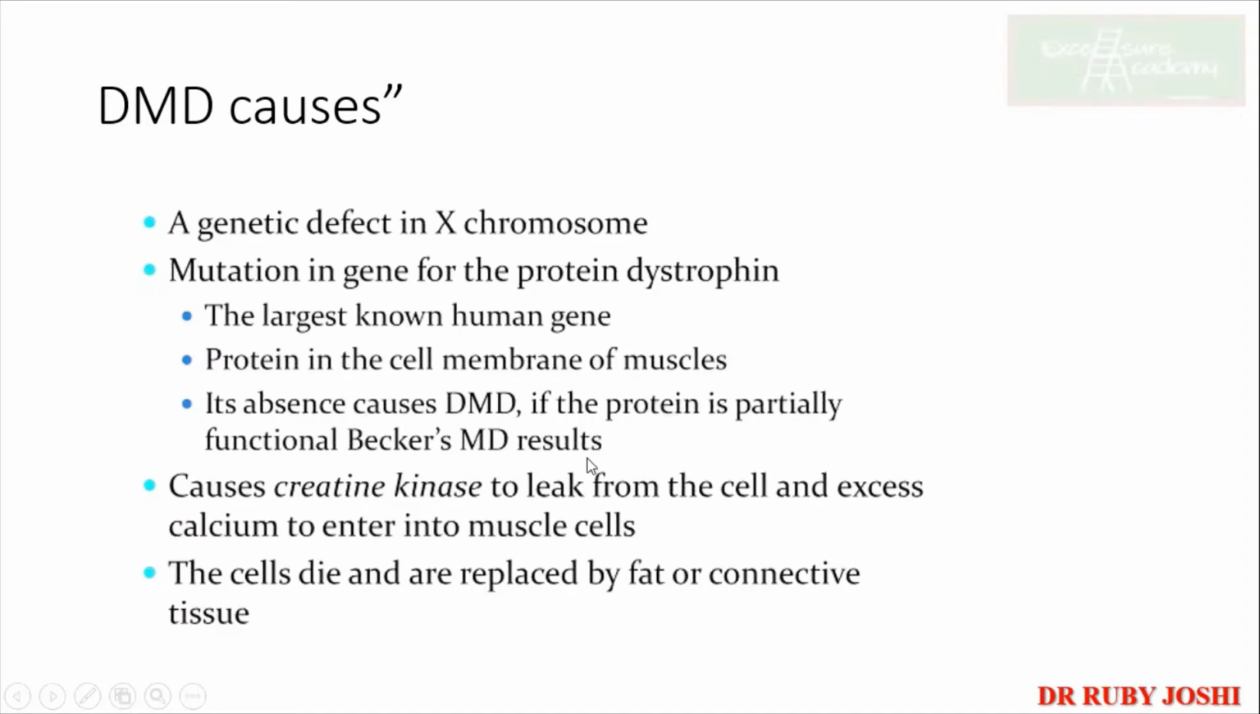Now, because of this absence of the protein, it causes creatine kinase to leak from the cell and excess calcium to enter into the muscle cells. Because of this, later the cells die and are replaced by fat and connective tissue. So what is happening? You don't have muscle cells. Where will contractions come from? Only fat deposition will keep happening there.